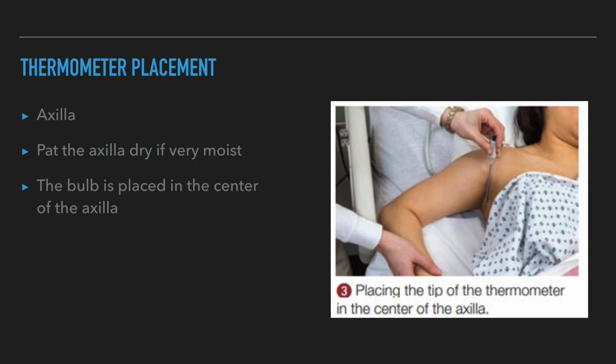Place thermometer against middle of axilla. Fold client's arm down and place across chest, enclosing thermometer in axillary area. Rationale: this position maintains correct position of thermometer against blood vessels in axilla.